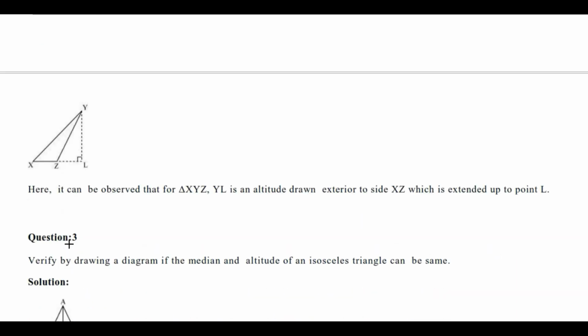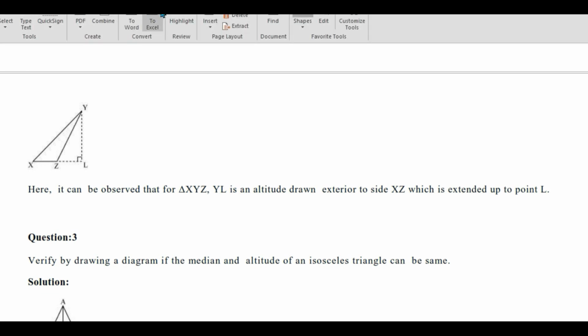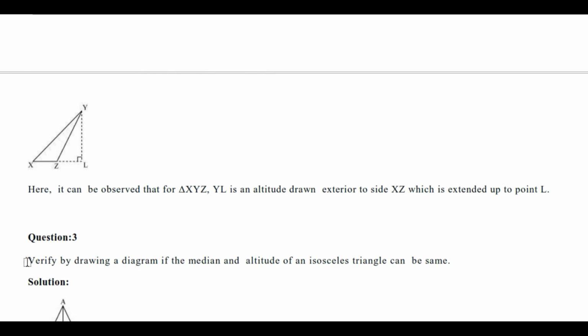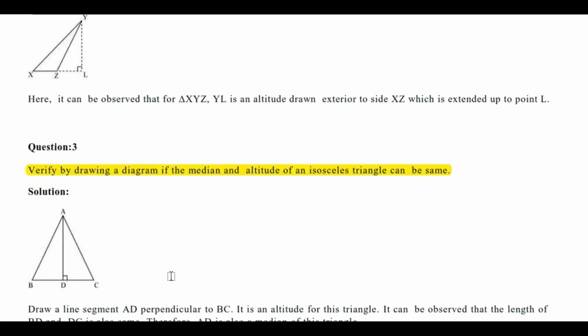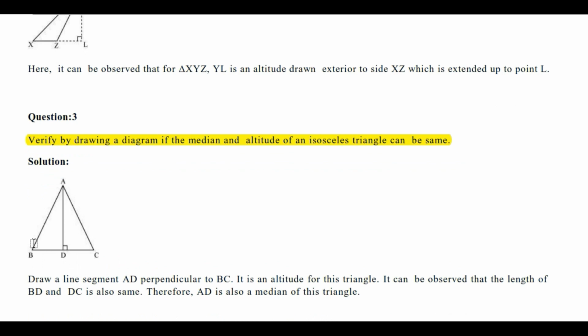Now I'm going to start question number 3. Verify by drawing a diagram if the median and altitude of an isosceles triangle can be the same. So this is the drawing.